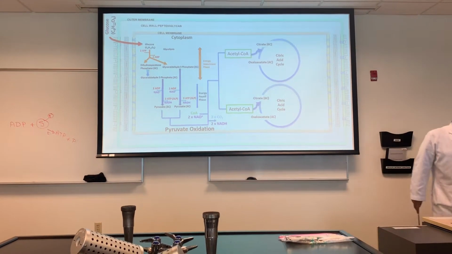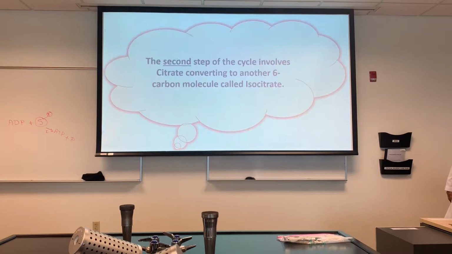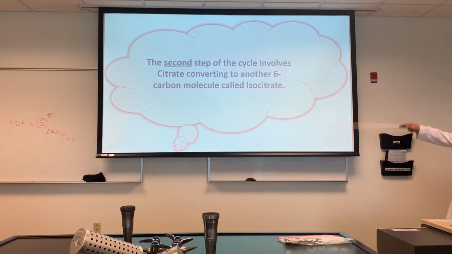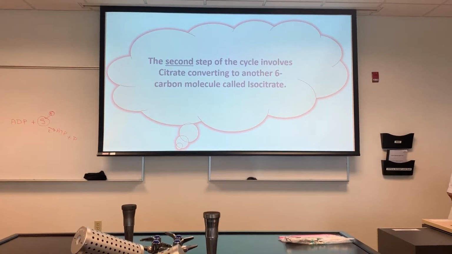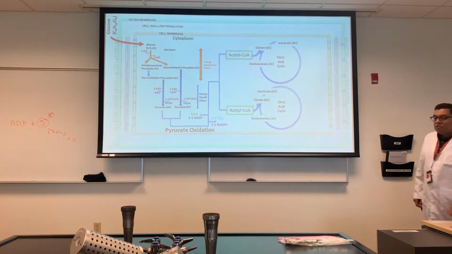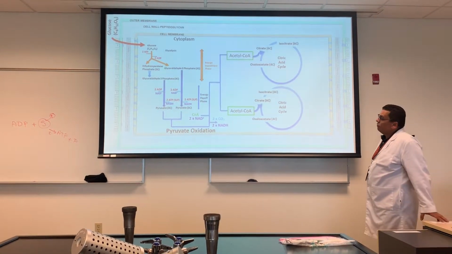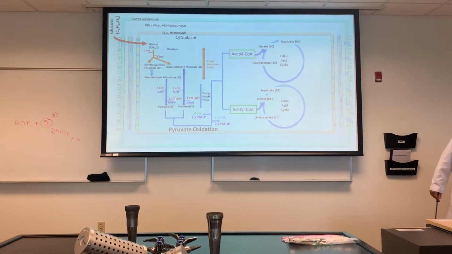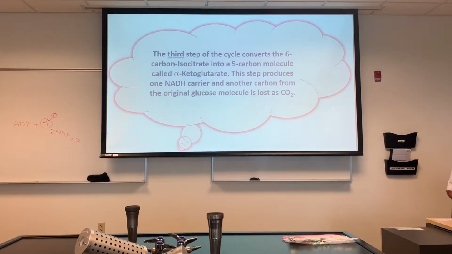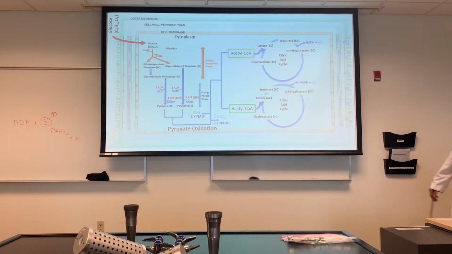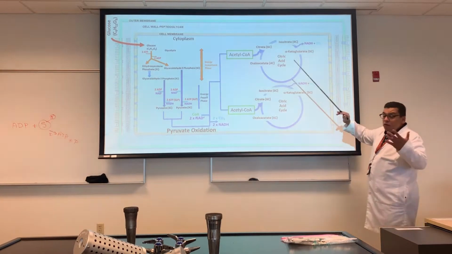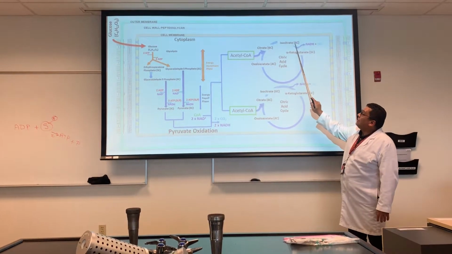Watch it. Citrate will isomerize. And notice what happens on the top one will also happen on the bottom one. Citrate will isomerize and become isocitrate. Isocitrate will lose a carbon and will become alpha-ketoglutarate. How do I know it lost a carbon? Follow the carbons. Look at that, 6 to 5.